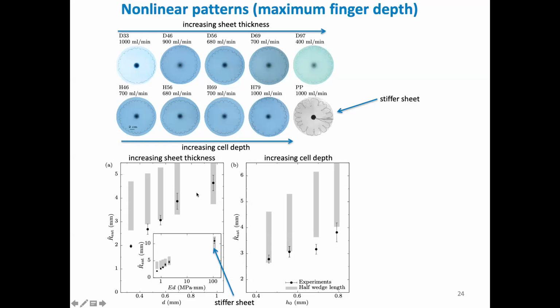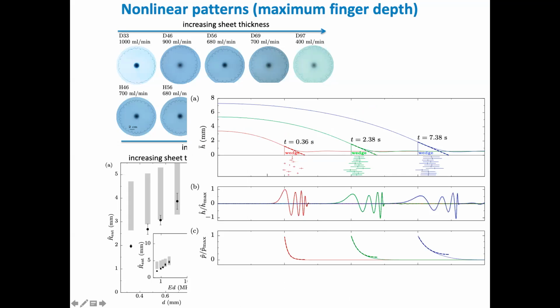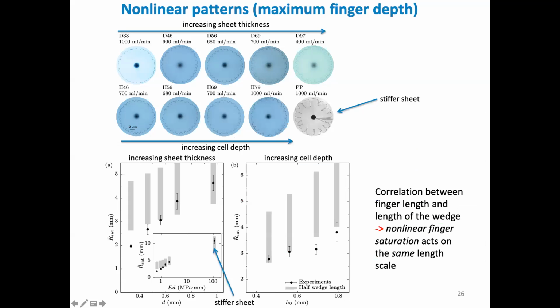And then on top of that, we also plotted with the gray the size of our wedges. So remember the wedge being that region where all the recirculation flow was happening. So as a result of that, we found a correlation between the finger length and the length of the wedge. And basically what ended up happening according to this kind of analysis is that we thought that the nonlinear finger saturation was acting on the same length scale as the wedge. But of course, again, you can always dispute these results because everything is transient.